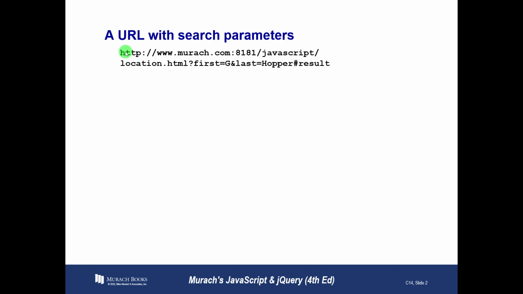To do that, let's take a look at a URL and make sure we understand URLs. So this is a full URL with search parameters. Up here we have HTTP, that's our protocol. We have a host name, www.murex.com or murex.com. I'm not sure how to pronounce that name actually. We have a port number after the colon. So that says access the web server at this address on port 8181.